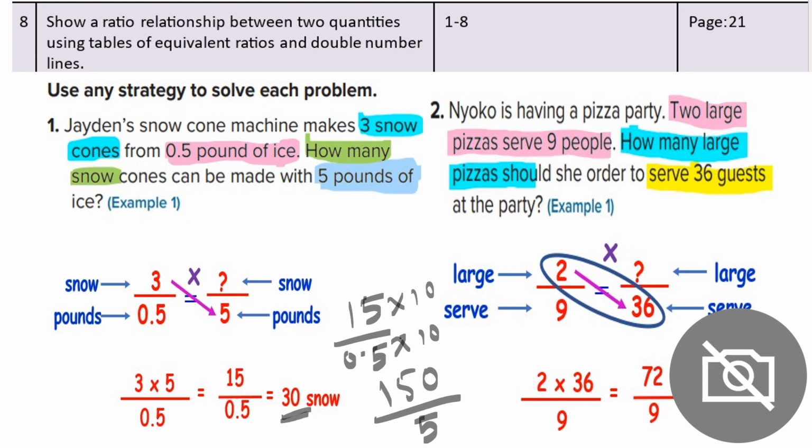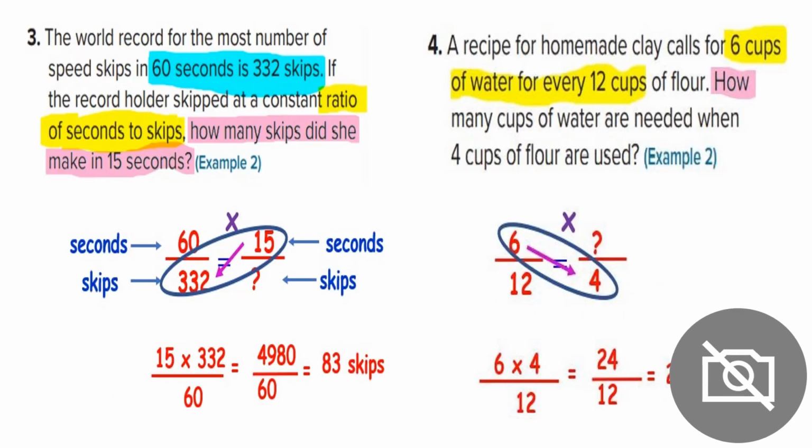So this question also, same way, cross multiply and identify.